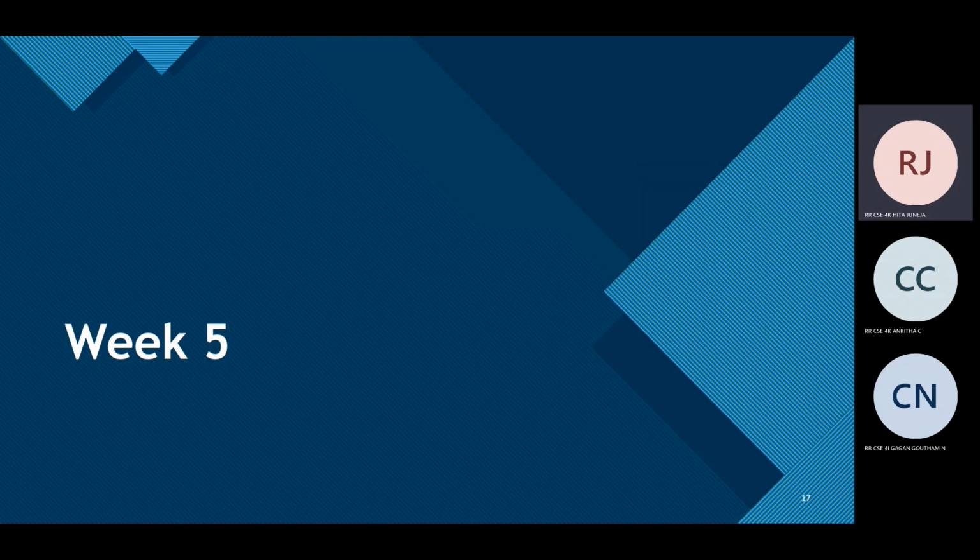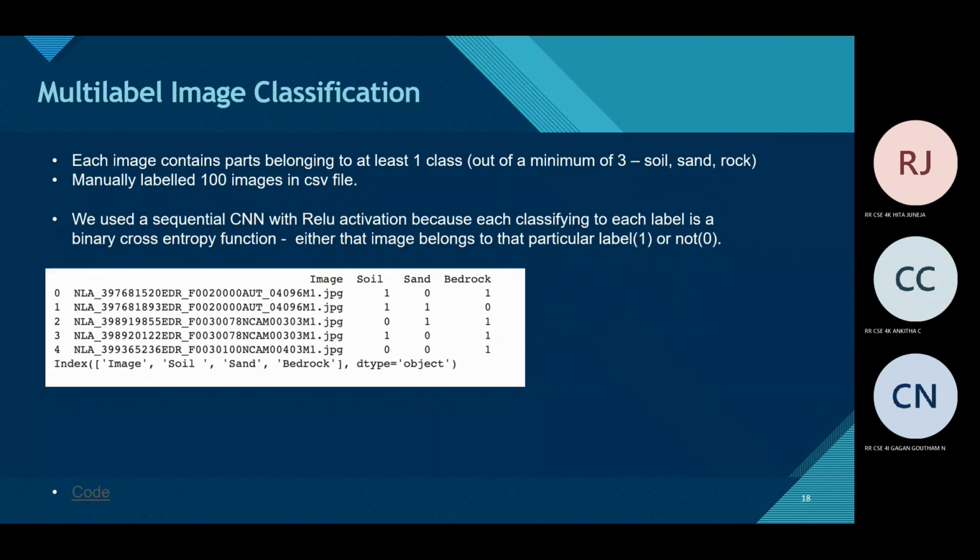This is a report for week 5. So we try to implement multi-label image classification by implementing a sequential CNN with a ReLU activation base to classify each label in a binary cross entropy function. So every image can belong to one class or it cannot belong to that class. So we labeled in such a way that one denotes whether that category was present in the image or not.